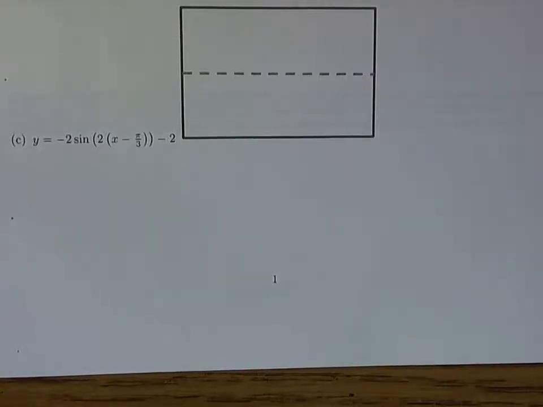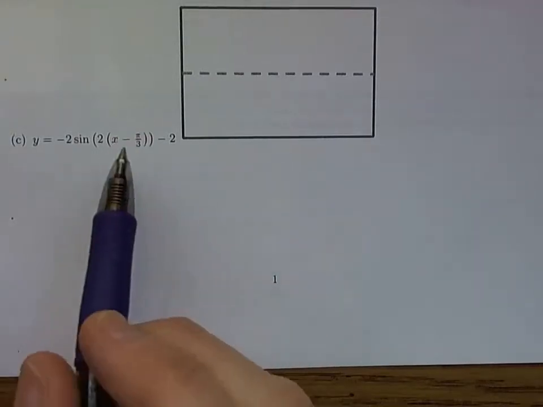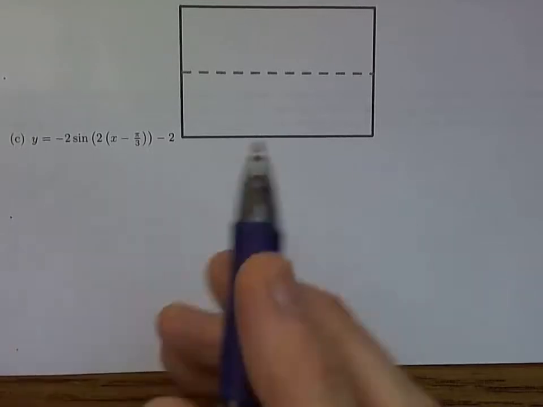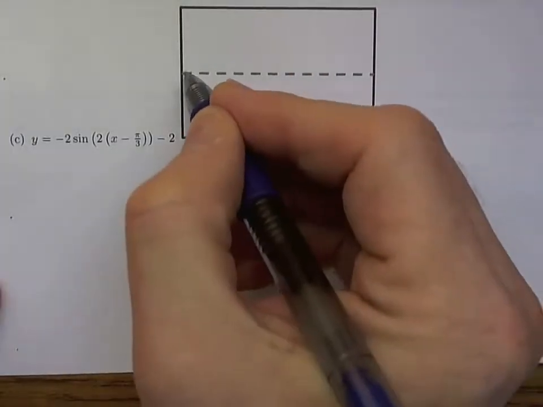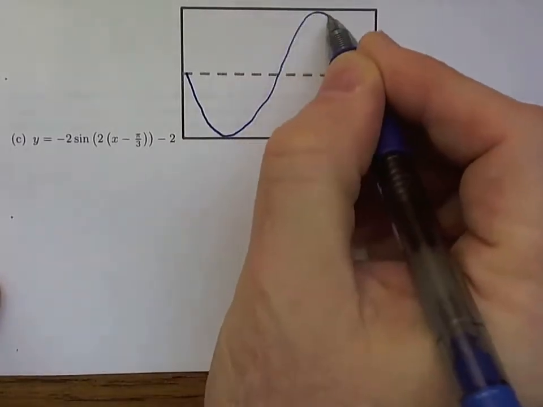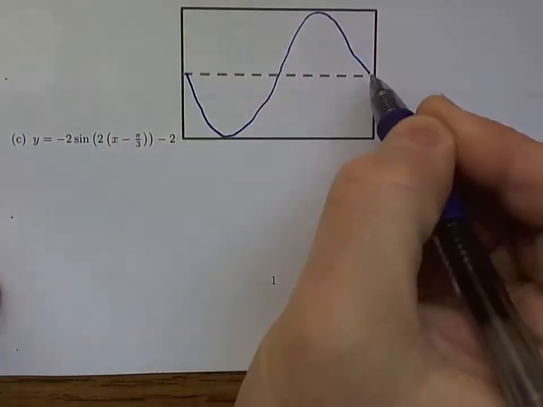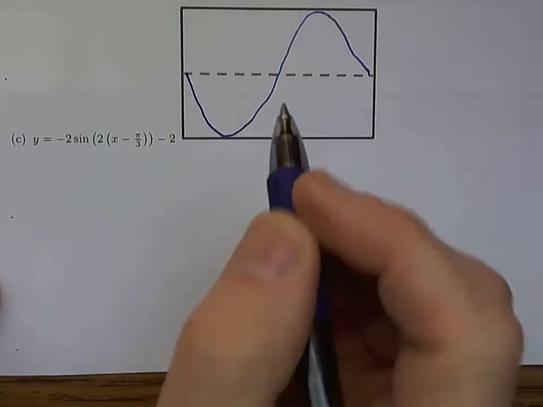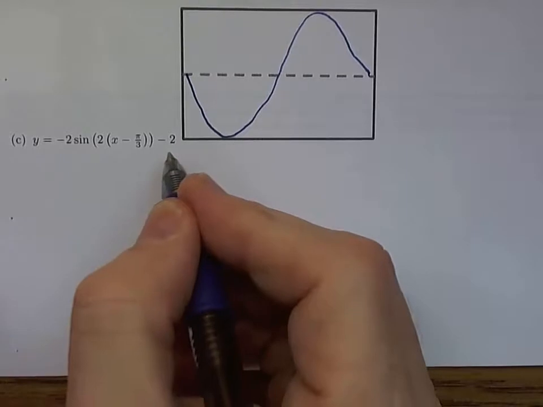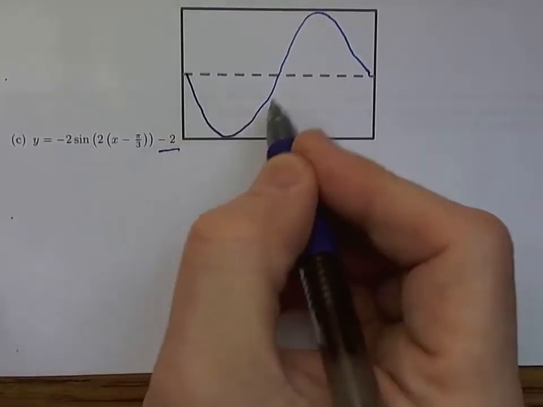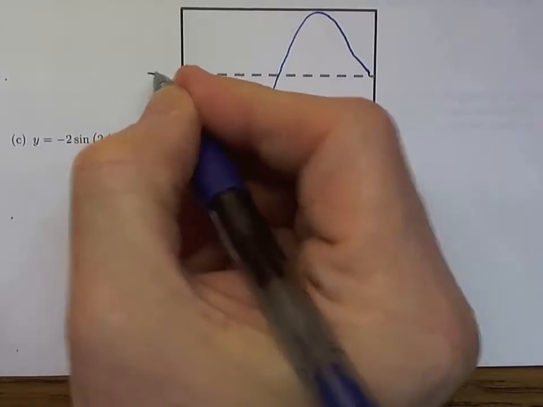Okay, so here we go. We notice that we've got a negative sine here. That's the basic graph. So we just draw a typical graph of negative sine. Okay, looks like that, something like that. And we take into consideration that this graph has been shifted down 2 units. So instead of oscillating about 0, it oscillates about -2.